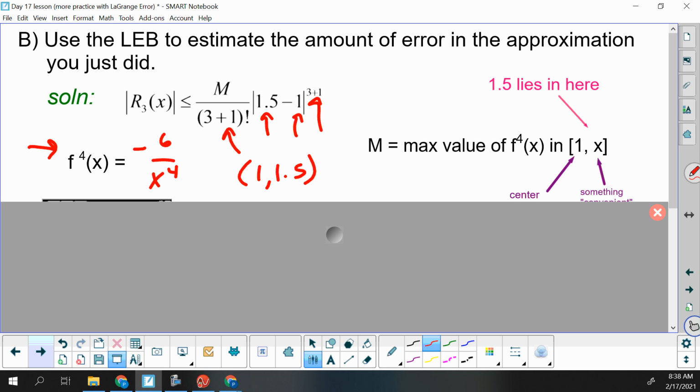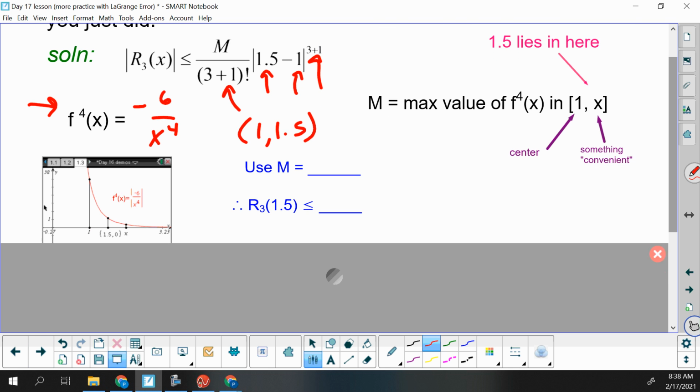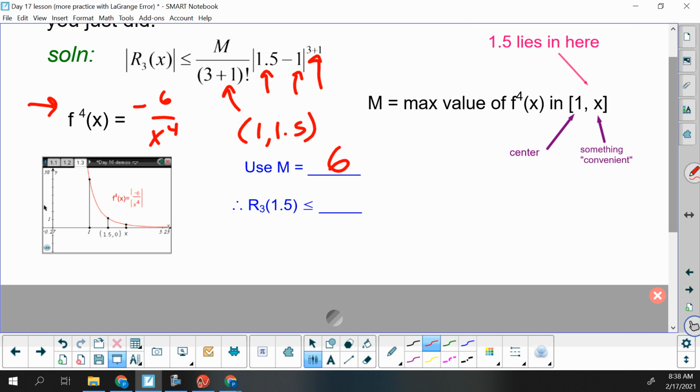Well, to be a big value, our fraction denominator wants to be small. So we would want to put the smaller number in there, the 1. When we sub in 1, negative 6 over 1 to the fourth is negative 6. But for m, we always use the magnitude, or in other words, the absolute value of it, so we would want to use 6. So that's kind of the thought process you go through.